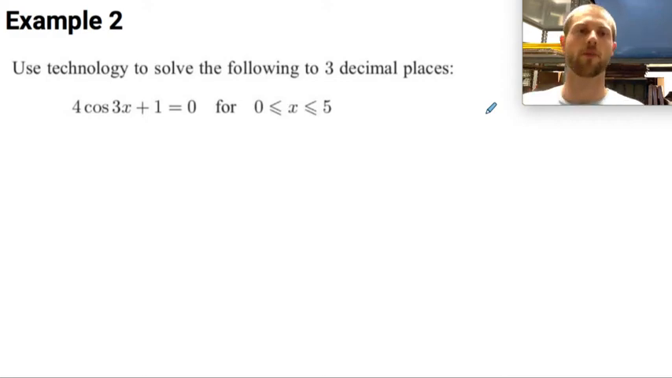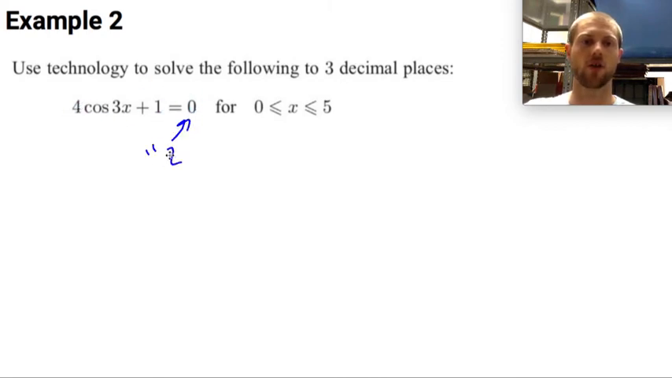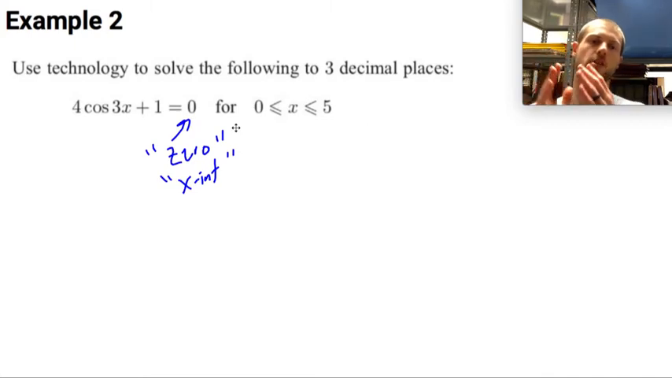Let's do one more example where we're using technology to solve these trig equations. Very similar to the last one, with one important difference. I'm going to solve this equation using a very similar tactic, but instead of finding intersections, rather than say that this is y1 and this is y2, I'm going to think of this as a 0, or as an x-intercept. So I'm looking for when an equation equals 0. Another way of stating that is I'm looking for the zeros of a specific function.